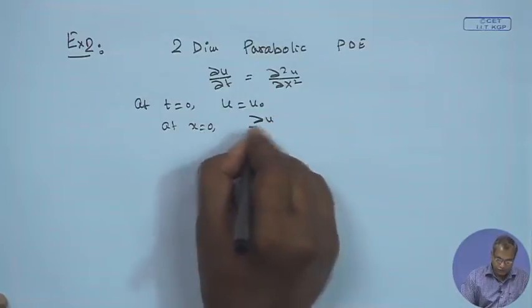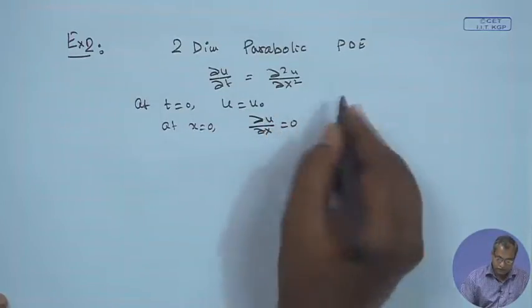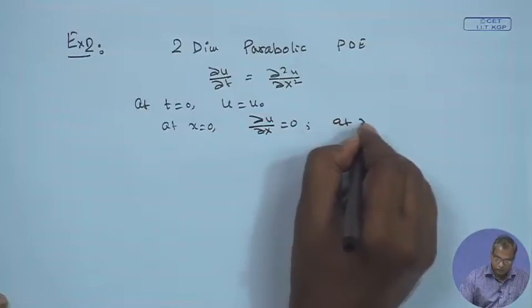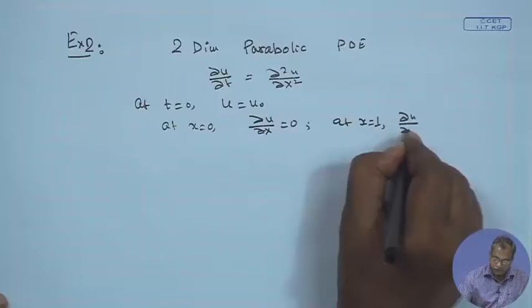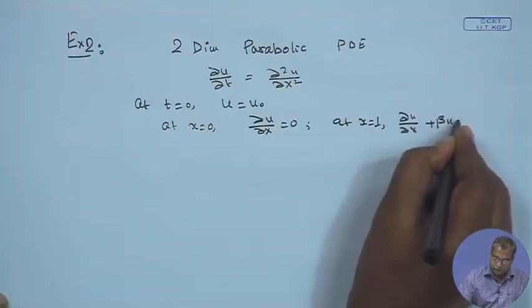So it will be del u del x will be equal to 0, and at the boundary x is equal to 1, we have a mixed boundary condition: del u del x plus beta u is equal to 0.